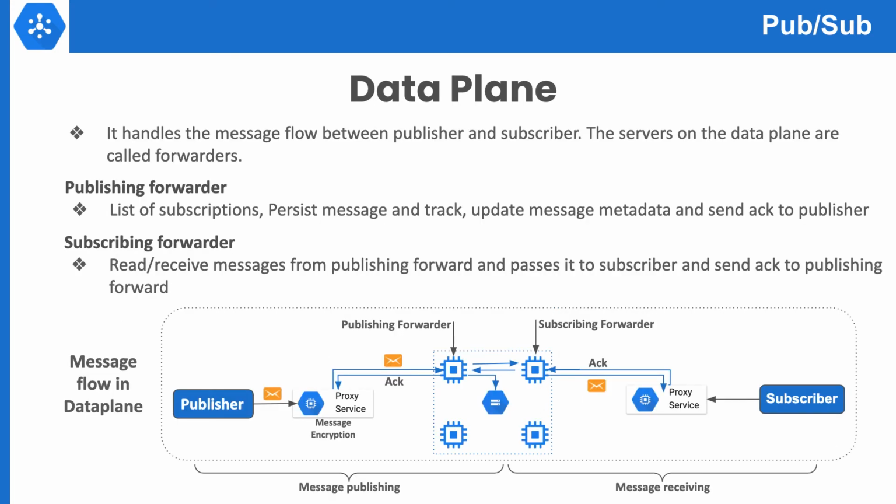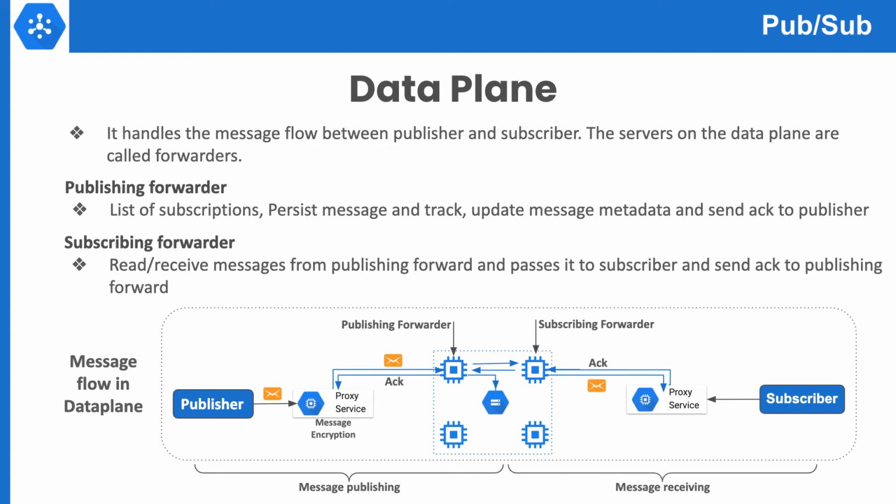Next we will talk about data plane. Data plane handles the message flow between publisher and subscriber. Let's talk about how the communication happens between different servers in data plane layer. Here when I say publishing forwarder, it means the data plane server that is connected to the publisher. And when I say subscribing forwarder, it means the data plane server that is connected to the subscriber. Let's divide data plane working in two parts: publishing a message and receiving a message.